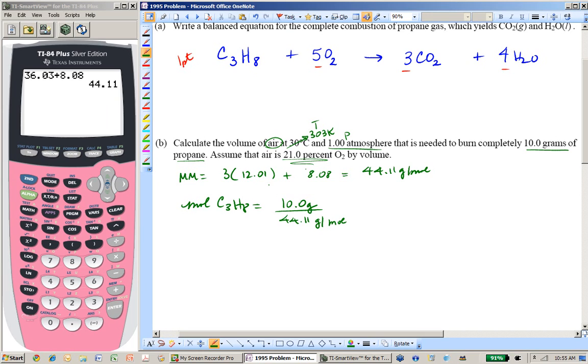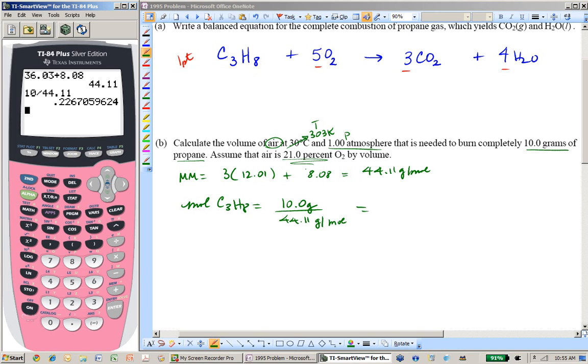All right, so when we do this, I'm going to take 10 divided by, grab that value up there, and I can do that because I'm on the new operating system for an 84. If you haven't upgraded the operating system, you should, because you're going to like it. And so we come out with 0.227. Yeah, that's right, 0.227 moles of oxygen. I remind you it's only oxygen, and we seek air.